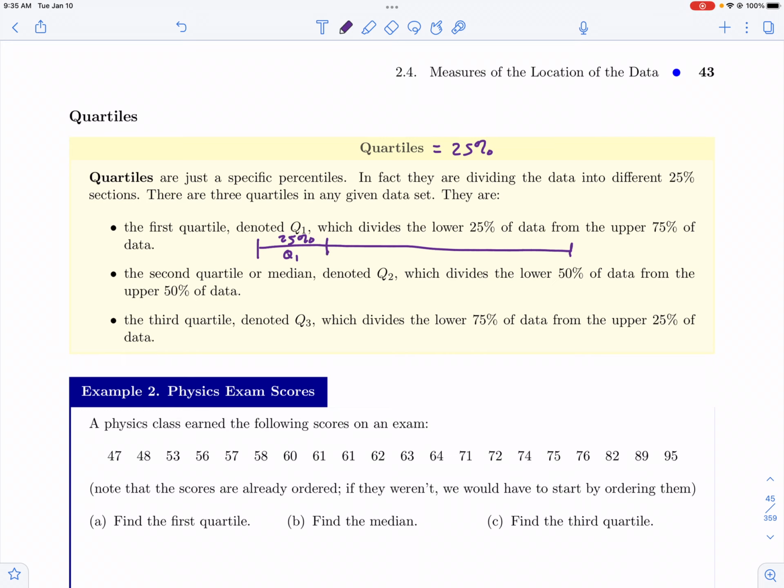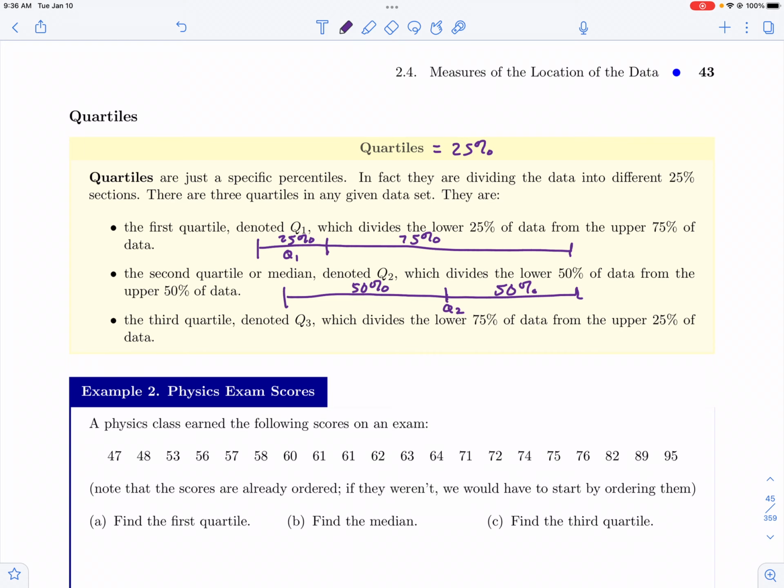So it's going to separate where the lower 25% exist from the upper 75%. All right, so our Q2 is really just going to divide the data in half. So we're going to have 50% below, 50% above. So again, if we were to think of this from a number line perspective, our Q2 is going to live in the middle. And so 50% of the data lives above, 50% of the data lives below that number.